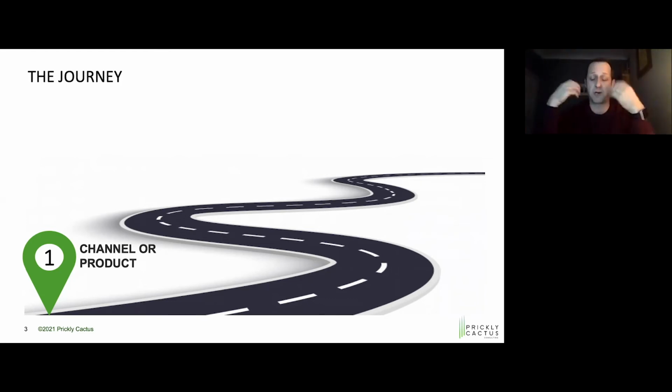So at Prickly Cactus, we're focused on helping organizations put together a data and analytics strategy that enables them to achieve their corporate strategy. And one of the key tools in that is what we'd call a capability assessment. And this framework is one of the inputs into that.